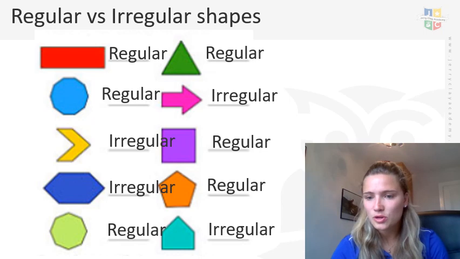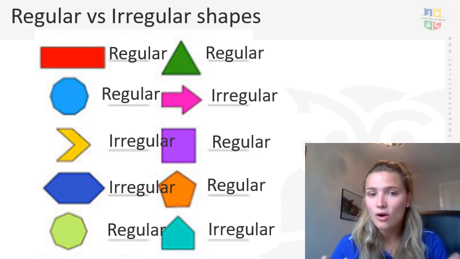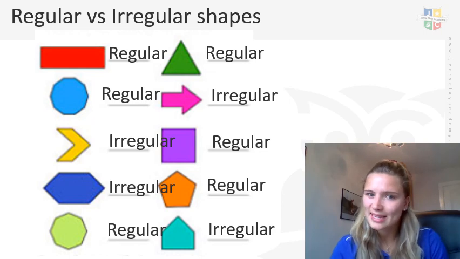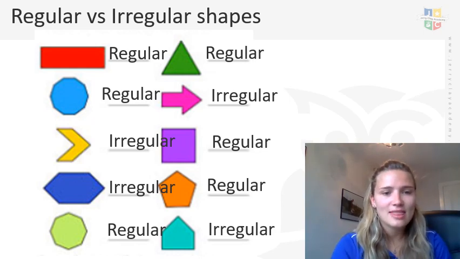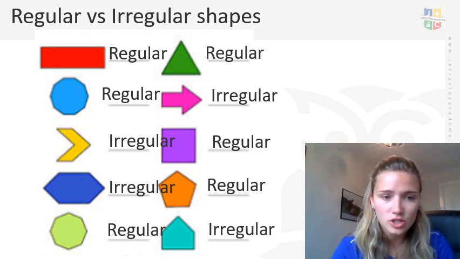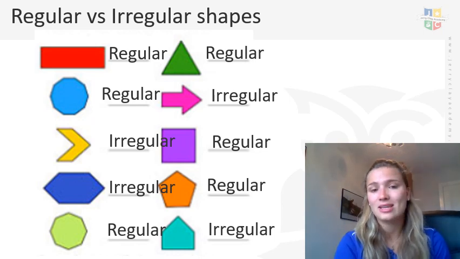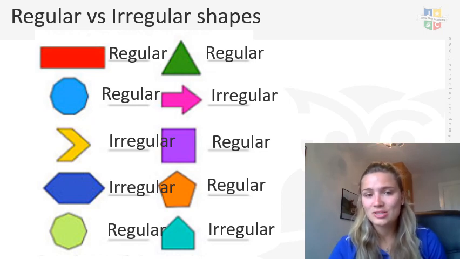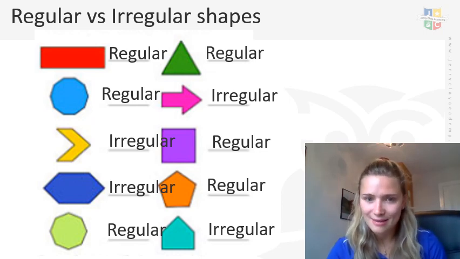However, a heptagon would normally have, if it was regular, all the sides the same length and the angles would be the same, as obviously this one isn't. If we have a look at the next arrow, the yellow arrow, if we count the sides again, we've got 1, 2, 3, 4, 5, 6. So this is a hexagon. However, it is an irregular hexagon because the sides and the angles are not the same.